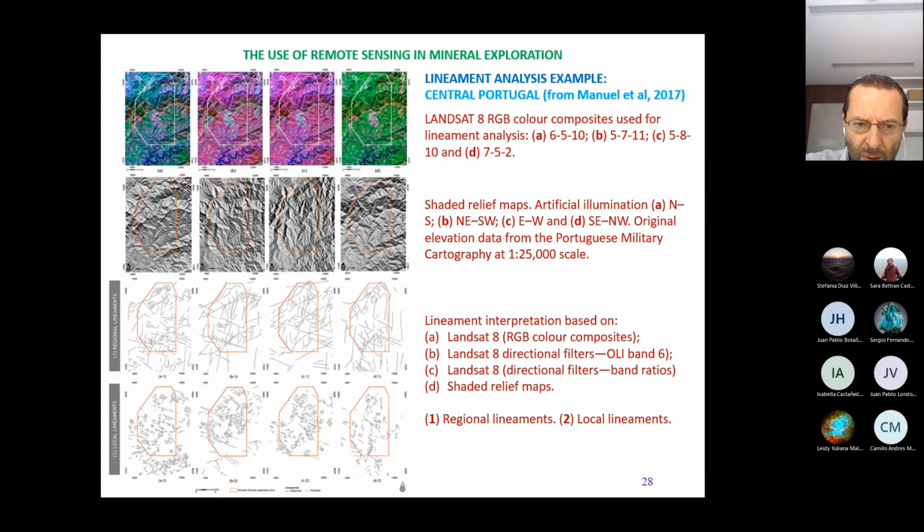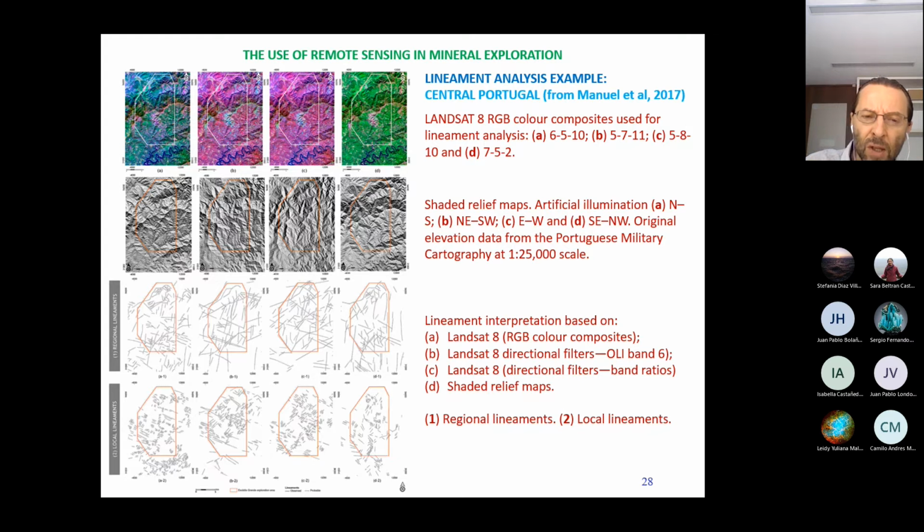This is a complex study, but just to show you how they used different data sources. So they used Landsat, and you see different band combinations. You see them, four different band combinations. And also they used shaded relief maps, okay? And they basically took the time to map the lineaments. And you see the regional lineaments, the local lineaments, then they combine them.